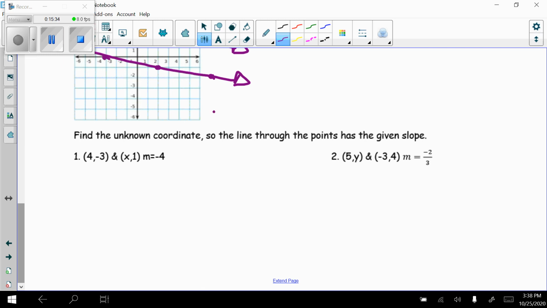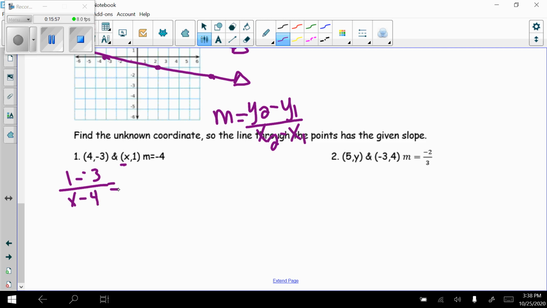Again, we're going to use our equation for slope. m equals y2 minus y1 over x2 minus x1. I'm going to plug in everything that we know. So y2 is 1 minus y1, negative 3, over x2, that's what we're looking for. We're just going to leave it as x, minus x1, which is 4, equals my slope, which is negative 4.